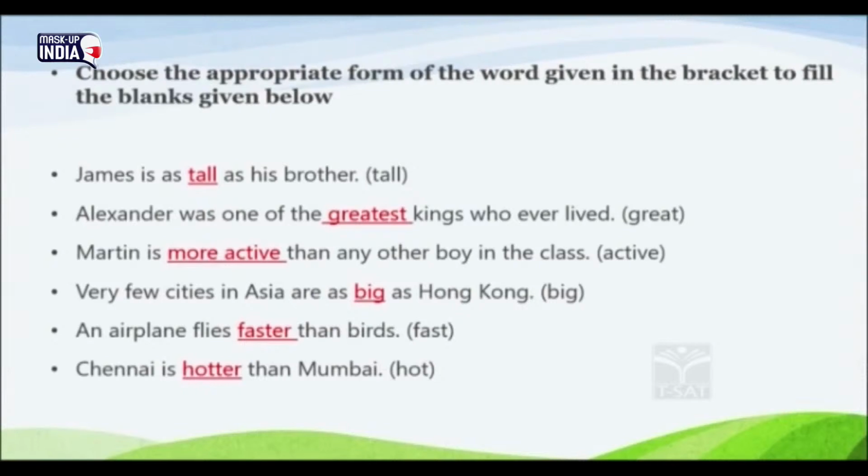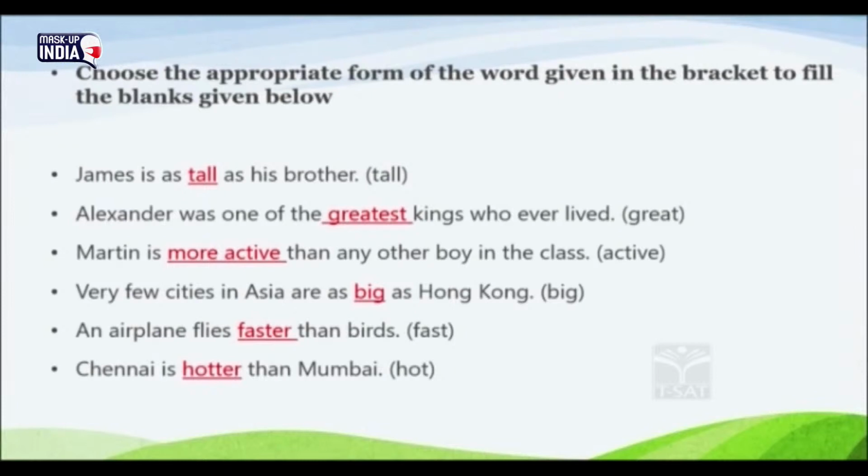James is as tall as his brother. If you see here, children, there is no word than to use the comparative degree and there is no article the in the sentence to use a superlative degree. So here the sentence is positive, so we have to use the positive word only. The next one: Alexander was one of the greatest kings who ever lived. According to the important note I mentioned, here the article the is written. So we have to use the superlative degree of the word great.